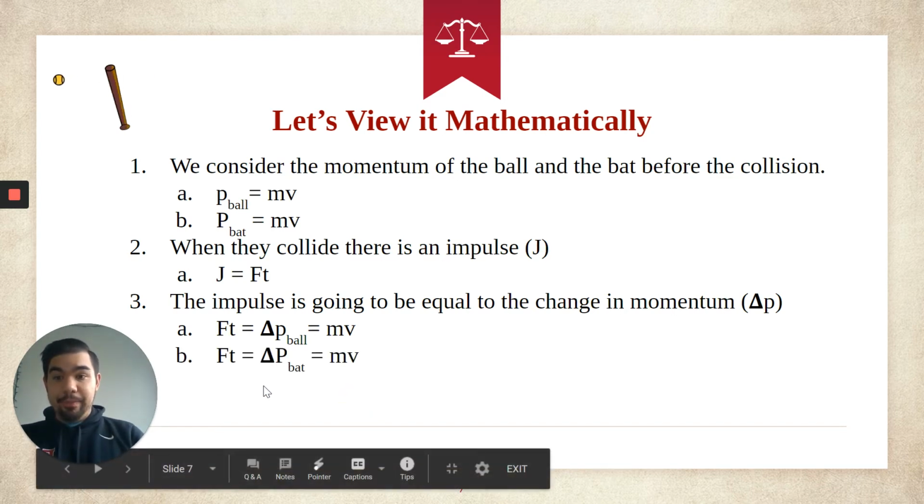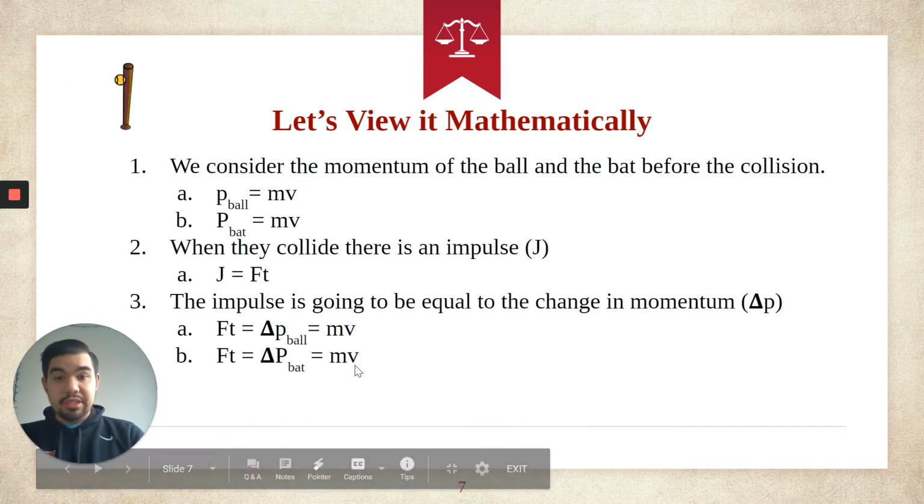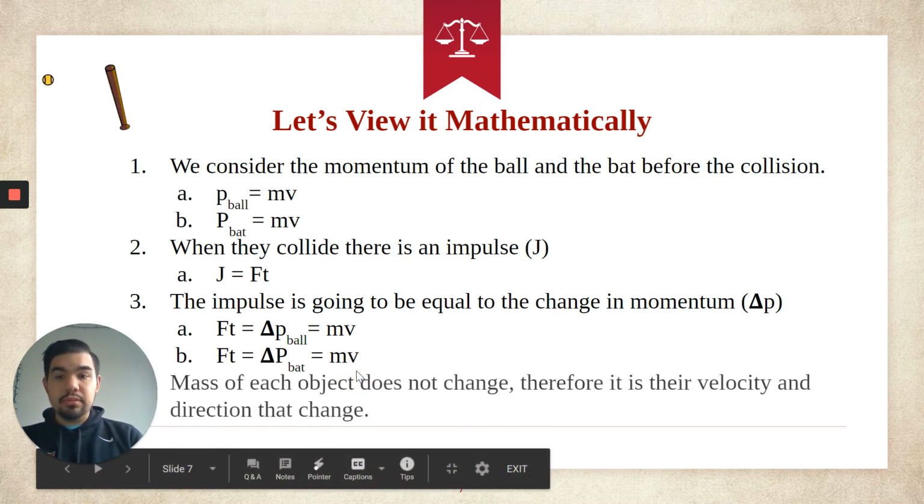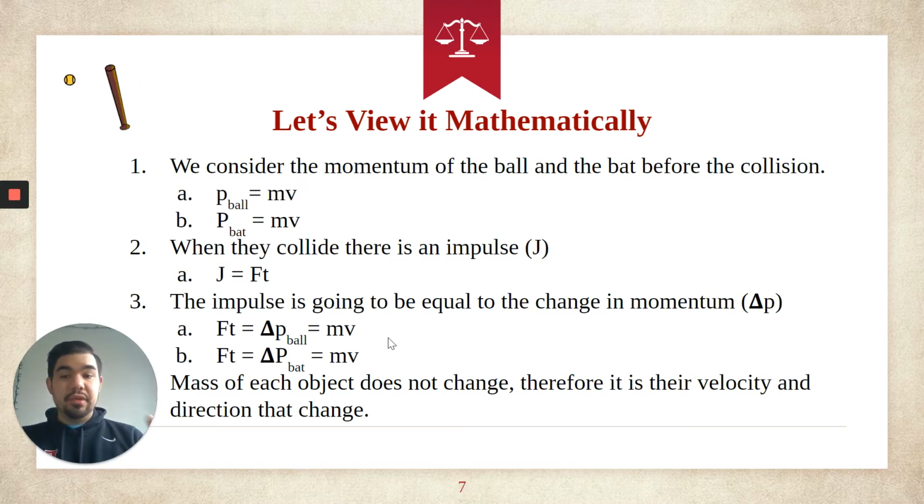And same with the bat, right? We also have this impulse acting on the bat, so we have the changing momentum of the bat. The mass will not change, but the velocity will. All right, so the mass of each object does not change. Therefore, it's the velocity and the direction of those objects that change. And we can explain this due to the fact that we have the law of conservation of momentum.